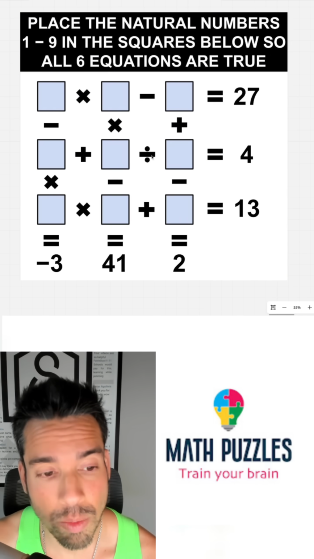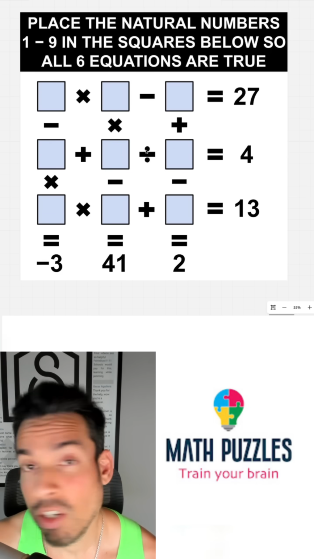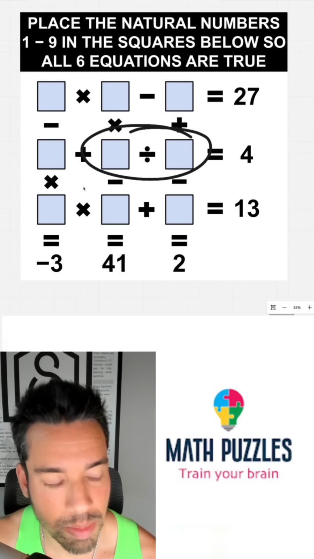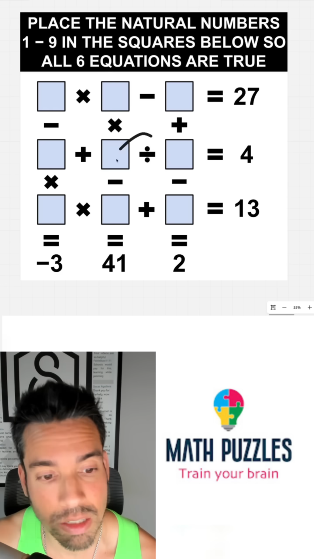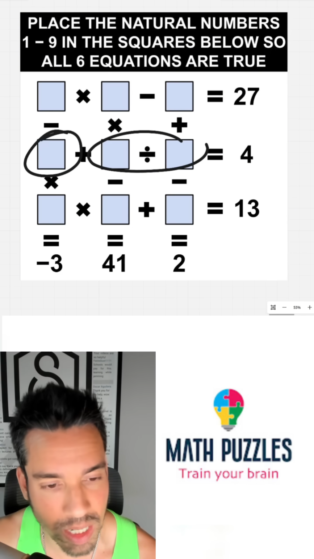So with a question like this, I want to start with the easiest row, which I believe is this one, because here's the thing, right? We got two numbers that are being divided, and because the order of operations says division happens first, we're going to do this division, then we're going to add it to another number, and we're going to get 4.